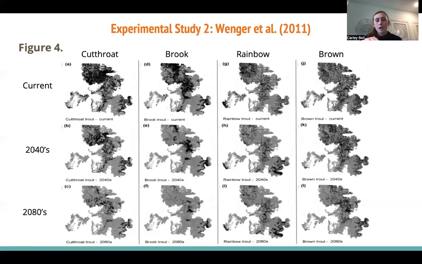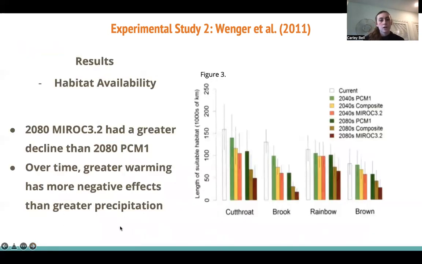The gray shows habitat that is not suitable for trout, and the black shows habitat that is suitable for trout. So as you can see, as time goes on, as you go down each level, there is less black and more gray, meaning as climate change continues to increase, there's less suitable habitat for each of these trout species. Now I want to talk about the MIROC versus the PCM1, the less warming and more precipitation versus the more warming and less precipitation.